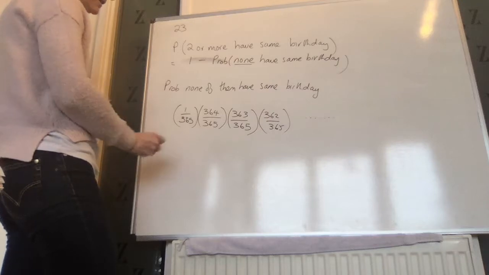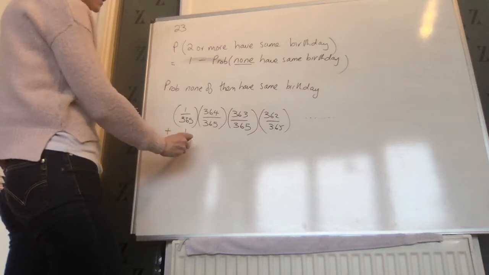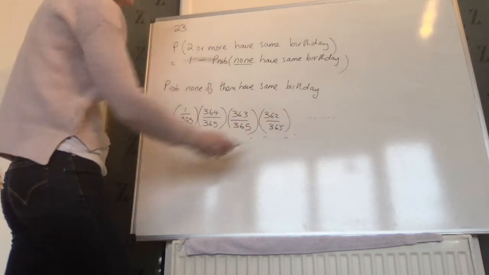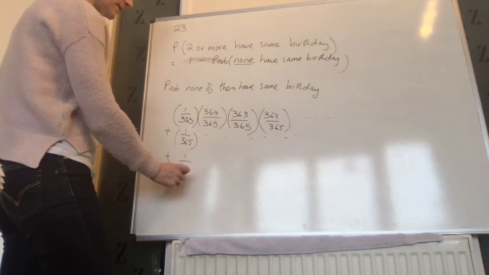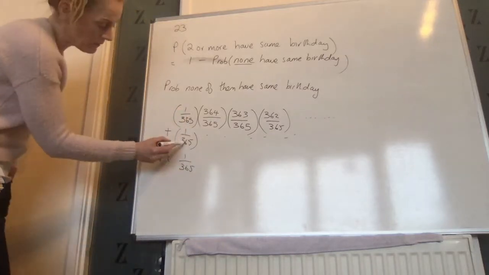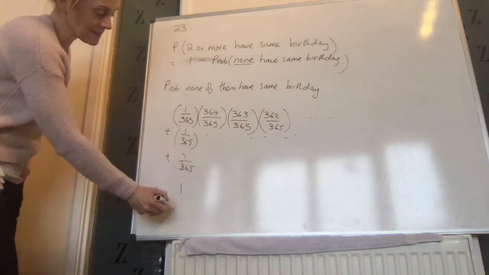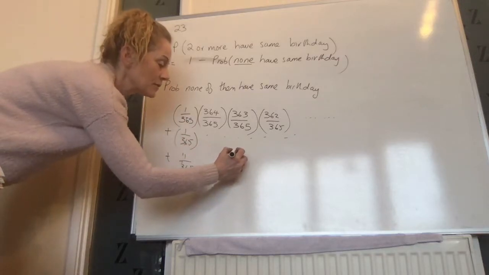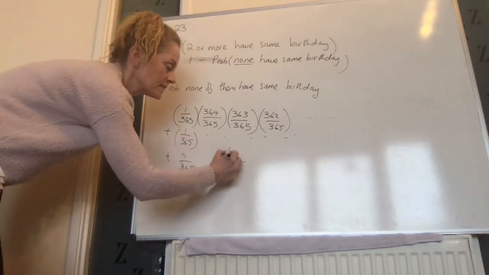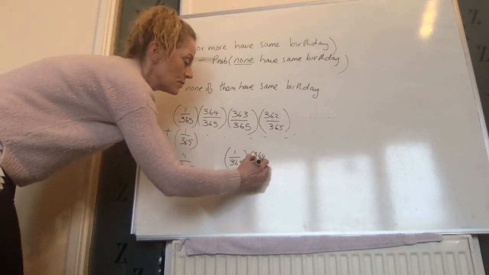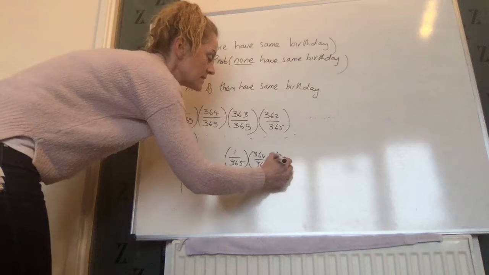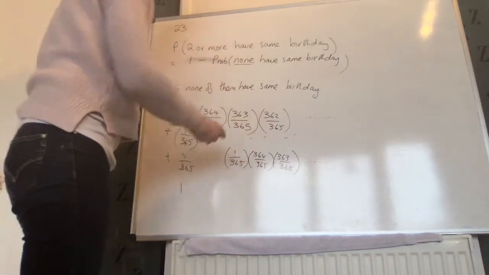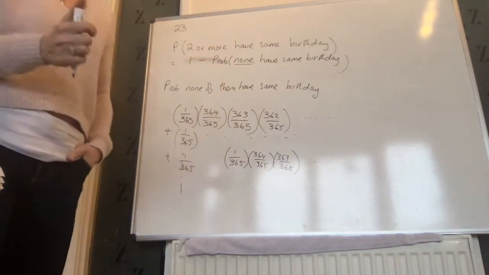Now that's for the 1st of January, or we could have that this guy is on the 2nd of January, which will also be a 1 over 365, times that, times that, times that again, or the next date, the 3rd of January. So hopefully you can see that there's going to be 365 of these options here. So what we have is the probability that none of them have the same birthday is 1 over 365 times 364 over 365 times 363 over 365 all the way down.